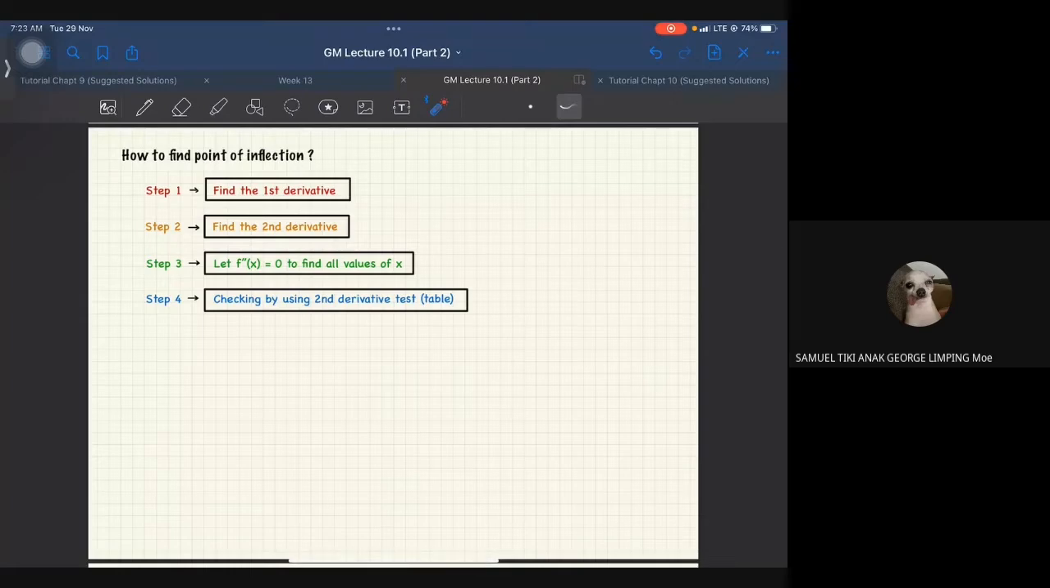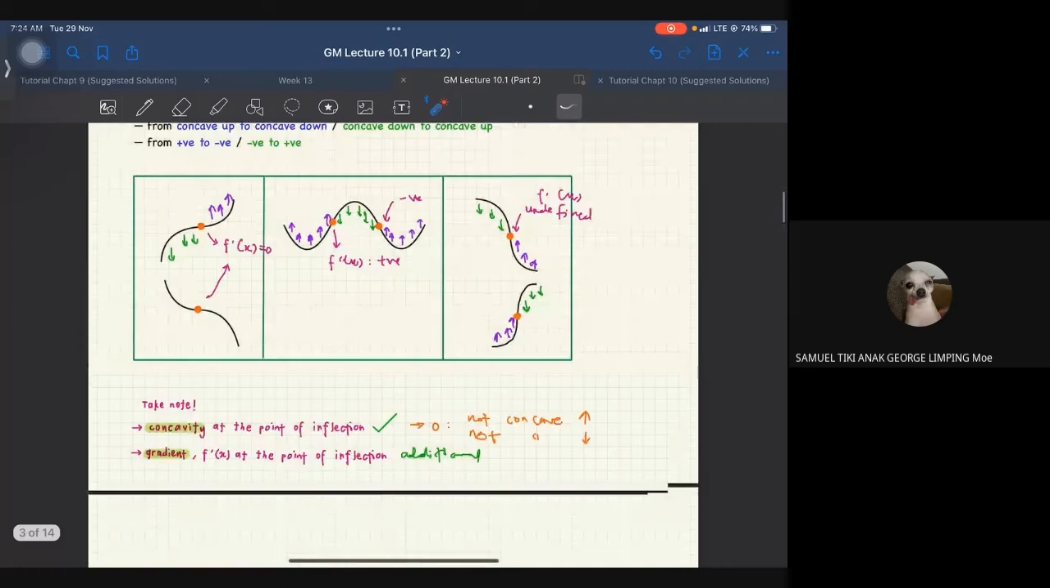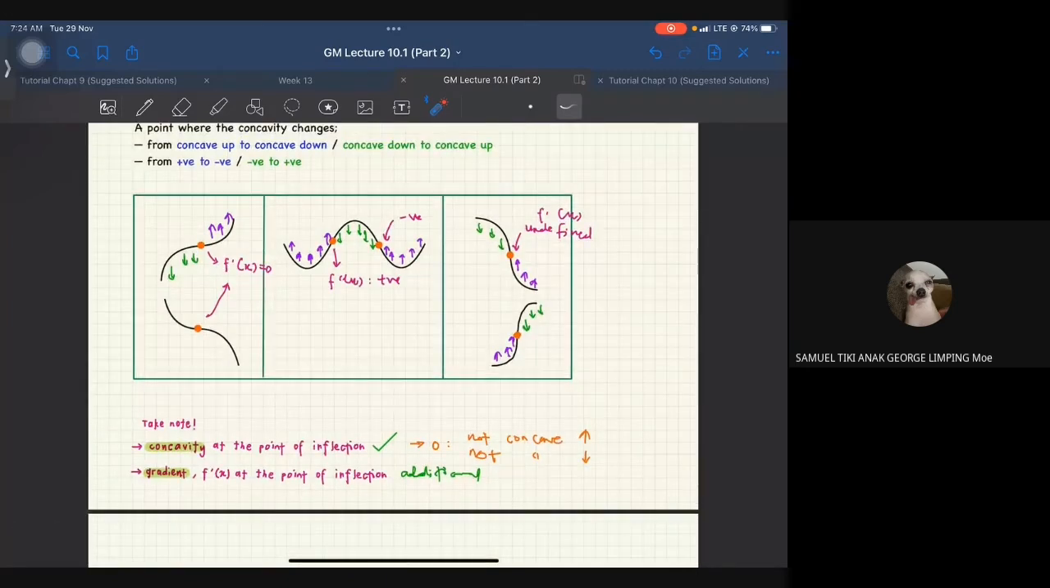Okay, so let's move on how to find point of inflection. Okay, so macam mana nak cari point of inflection? Dia ada 4 step lah. So step pertama, awak cari first derivative. Okay, so second step kita cari second derivative lah. So kenapa kita kena cari second derivative? Sebab, ingat tak tadi saya cakap dekat atas, over here, okay, pada awak punya inflection point, awak punya nilai concavity tu adalah kosong.